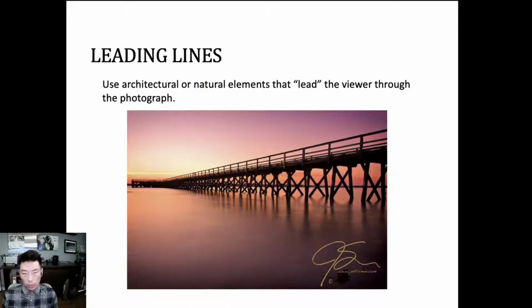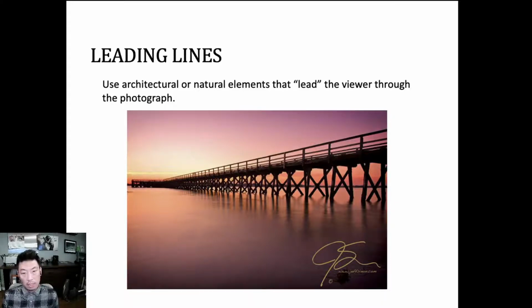The next so-called rule of composition would be leading lines. This is where you use architectural or natural elements that will help guide the viewer through the photograph. What is leading the viewer here in this case? It is this pier. Okay, it's leading us from the right all the way to the left to the end of the pier. That's the leading line. But notice, is the pier leading us to the center of the frame? It is not. It's leading us to a third.